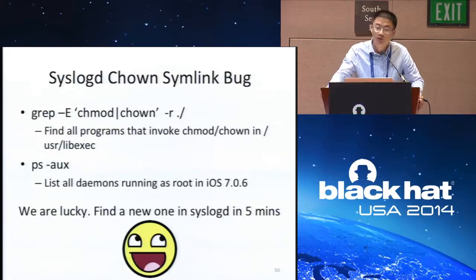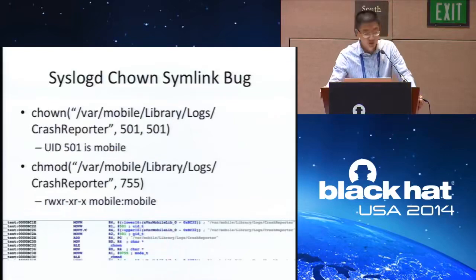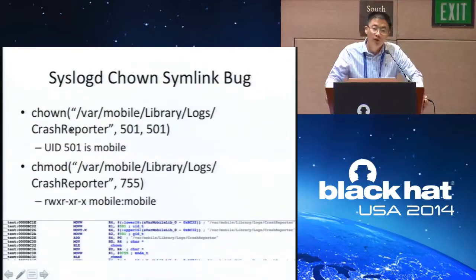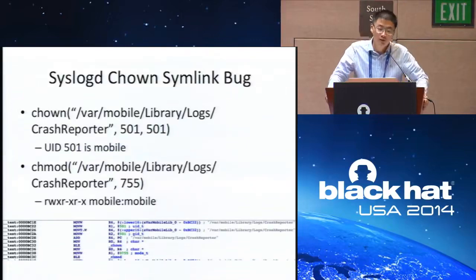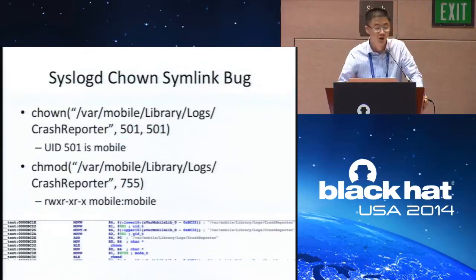And we are very lucky. For the first program we analyzed, it's called syslogd. We find a similar vulnerability in 5 minutes. I will show you some details of the bug. In the code, you will see the syslogd will invoke chown and chmod to drop the permissions of this folder. And what we did is just like the trick used in Evasion 7. We create a symbolic link from this folder to the root partition. And then we gain access to the root partition.